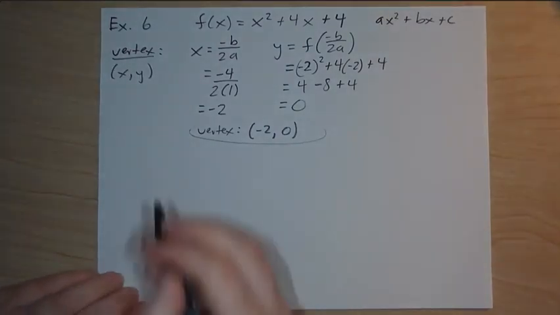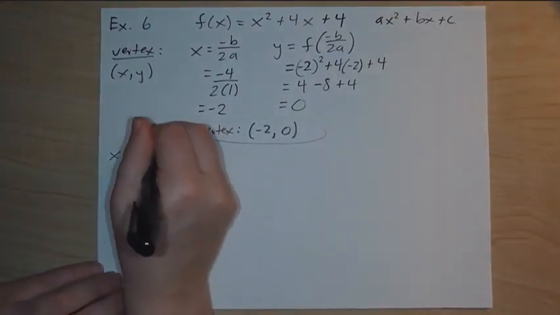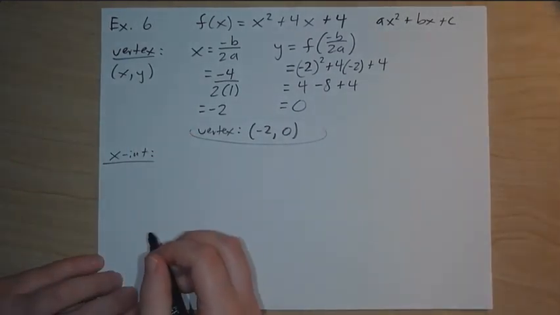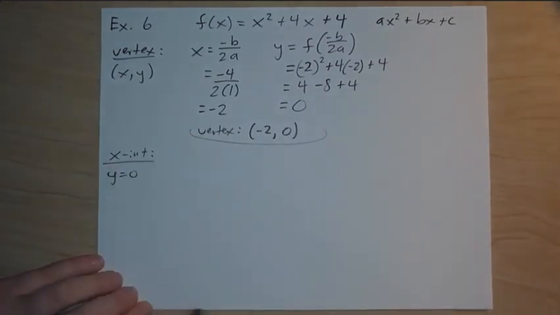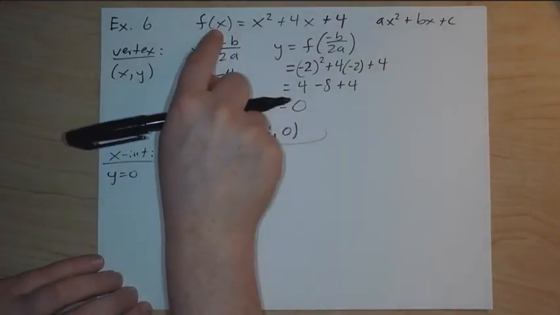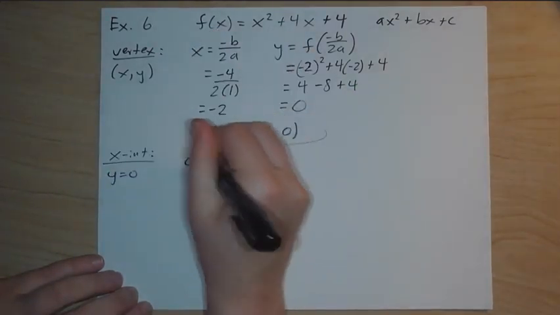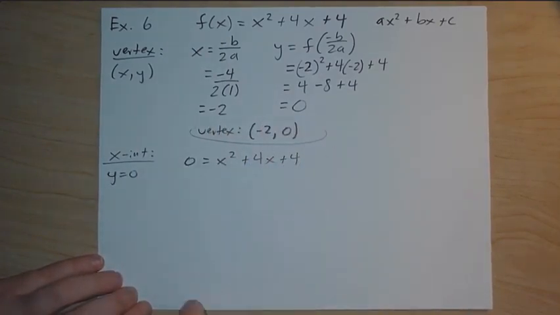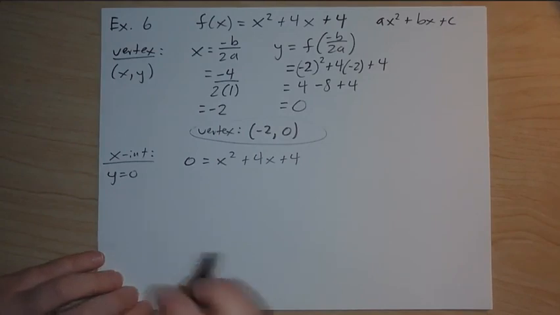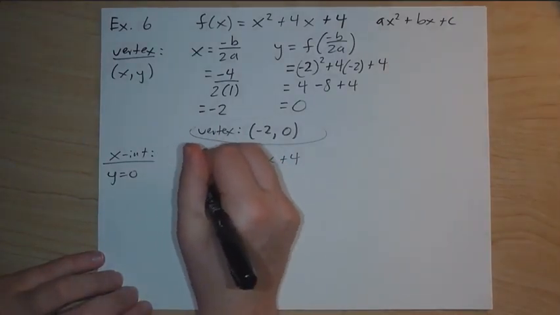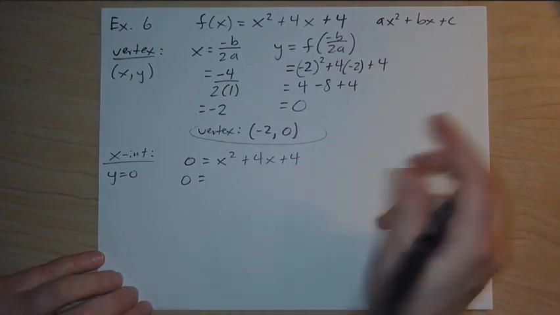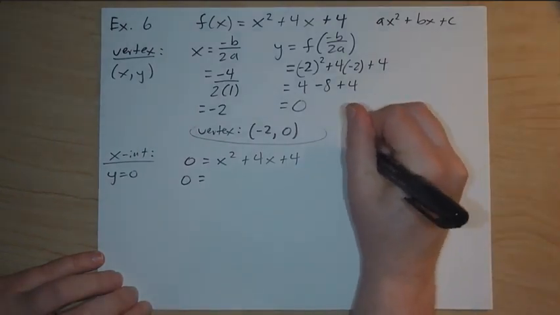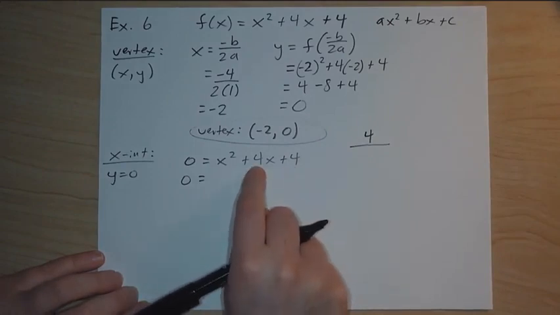So moving on, we want to find our x-intercepts. Our x-intercepts are going to be when y is equal to 0. So we're going to substitute f of x as 0. So we have 0 is equal to x squared plus 4x plus 4. And we want to solve for our x. To do this, you can either plug it into the quadratic formula or you can factor. I'm going to factor. So factoring this, we're going to look for all the factors of 4 that add to our b, which is also 4.